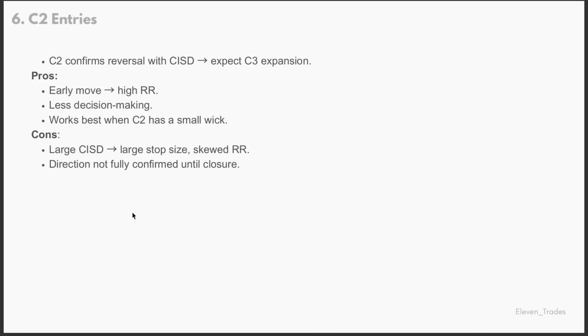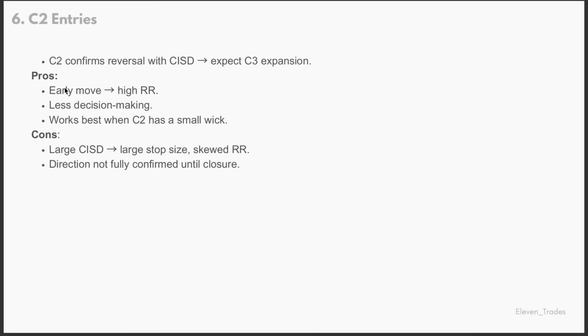swing point. Now we will talk about the candle 2 entries and the candle 3 entries, which are the high probability, what are the pros and cons, and I will be going over more in the examples. Now the candle 2 entries, which confirms the reversal within the candle 2, a change in the state of delivery. We're expecting the candle 3 to be expansion candle, which is that same next day model.